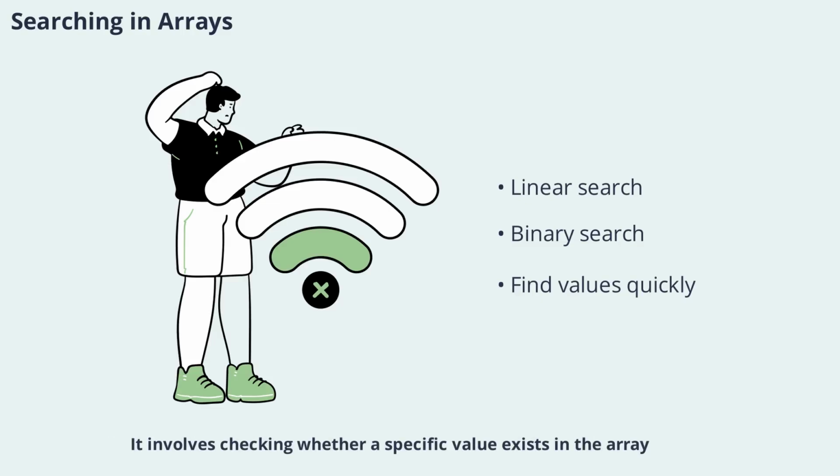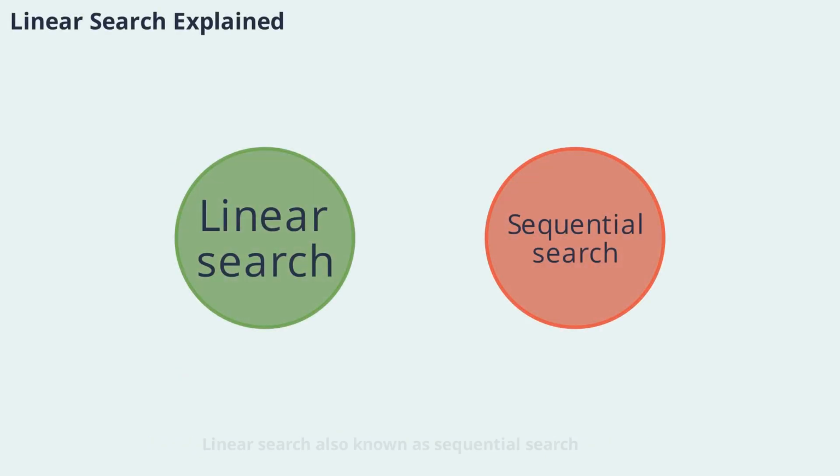It involves checking whether a specific value exists in the array. There are two main methods, linear search and binary search. Linear search is straightforward and checks each element one by one, while binary search is faster but requires the array to be sorted.